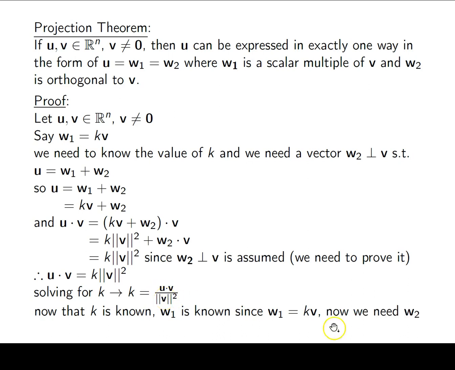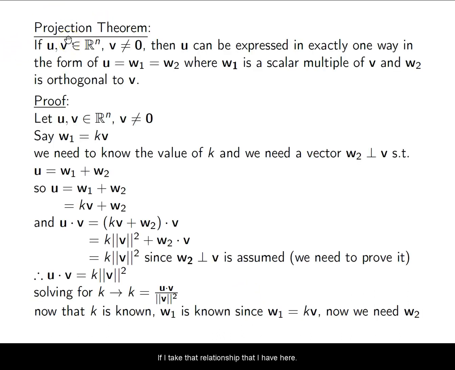Now, since I know W1, I need to find W2. So I use my assumptions to find out W1. I need to find W2, and after I find W2, I also need to show that it is orthogonal to v. So I know what W1 looks like. Now let's find W2.